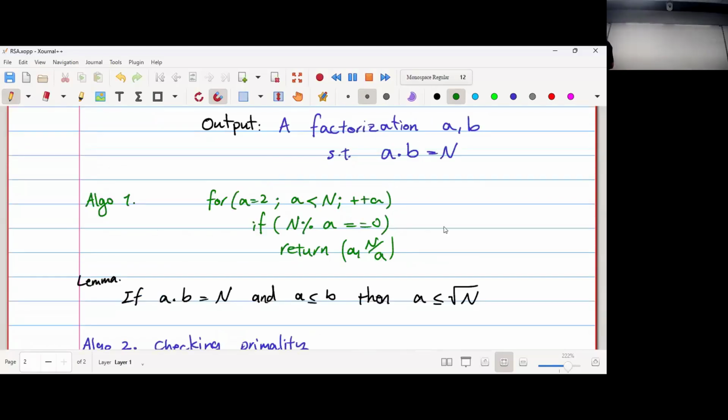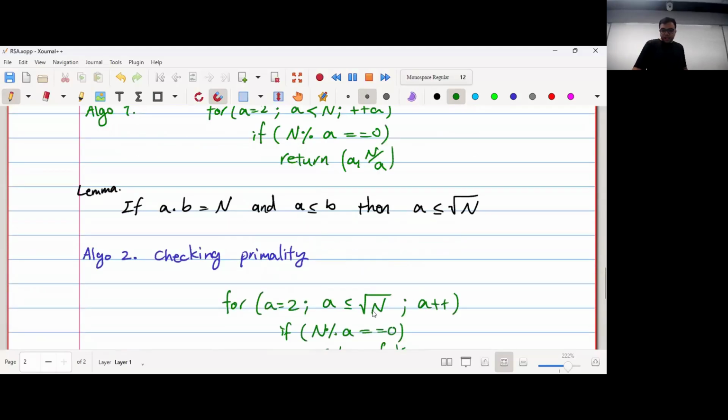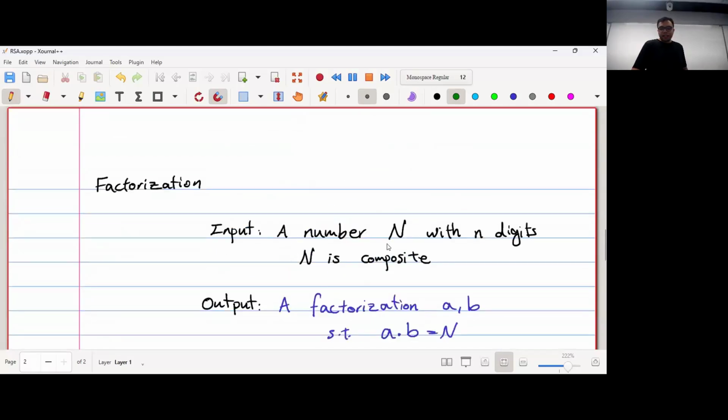But again, the important thing is that if you look at the runtime of this algorithm, if you look at how many steps it takes, it's square root of big N steps, right? So big N is my whole number. It's not the number of digits. So if I have a number that is hundreds of thousands of digits or millions of digits or even thousands of digits, this algorithm is not really going to terminate in our lifetime. It's not going to give you a factorization.